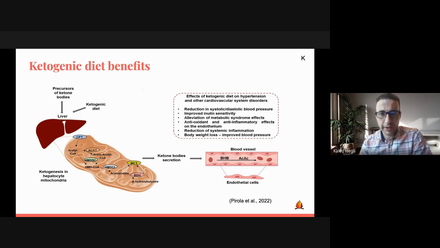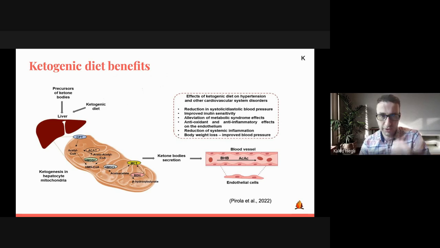Here we focus just on the ketone body secretion, but again, something not so obvious, we get this direct benefit of the ketone bodies on the endothelial blood vessel and the walls, which is the alleviation of the metabolic syndrome, like the insulin resistance there, antioxidant and anti-inflammatory effect. And yeah, well, body weight loss is a result of the long-term adoption of a ketogenic diet, which mechanically already helps us because those blood vessels have to push against less resistance.